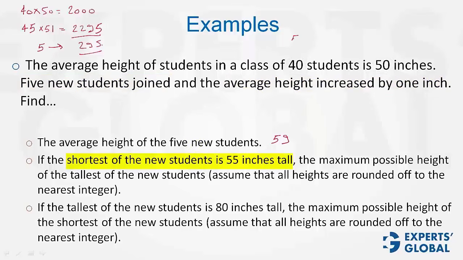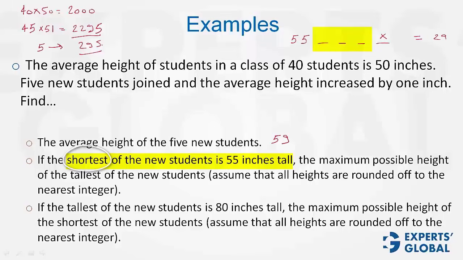Second question. The shortest student is 55 inches tall. Out of these 5, the shortest student is 55 inches tall. Maximum possible height of the tallest guy, let's assume it to be x. The language says shortest of the new students. That means these 3 are definitely taller than the shortest student. We need to minimize these 3 values so that x is maximized.